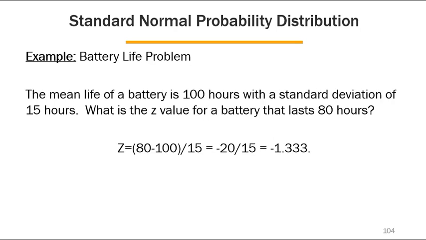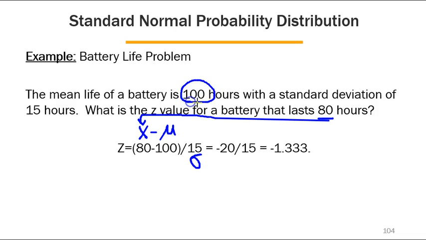So here we've got the mean life of a battery is 100 hours with a standard deviation of 15 hours. What is the Z value for a battery that lasts 80 hours? All we're doing here is plugging in the values given the formula. So the formula was x minus mu divided by sigma, the standard deviation. So we're just pulling in these values, right? 80 is our value for x. 100 is the mean, our value for mu. And 15 over here is the standard deviation. That's the value that goes in the denominator.